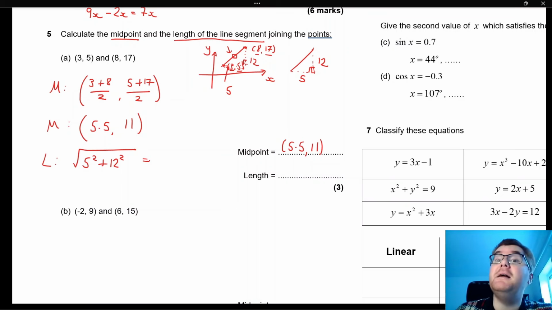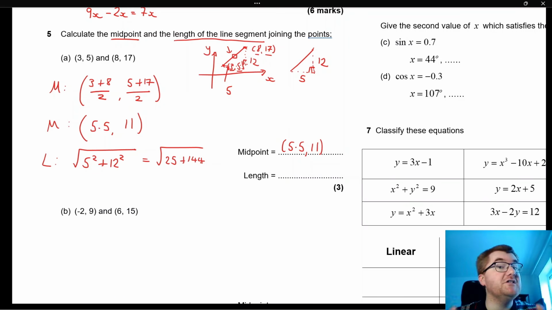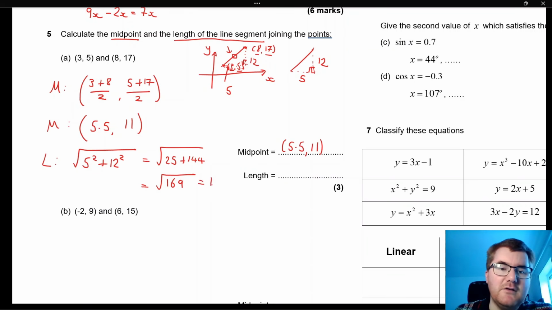Now we just have to do some mental maths, non-calculator of course. So we have the square root of 5 squared, that's 25. 12 squared is 144. As I said earlier in this video, you need to know your square numbers up to 15. Then we add those together, that gives us 169, and the square root of that is equal to 13. Again, I'm able to do these quickly because I know my square numbers and I know my square root numbers.